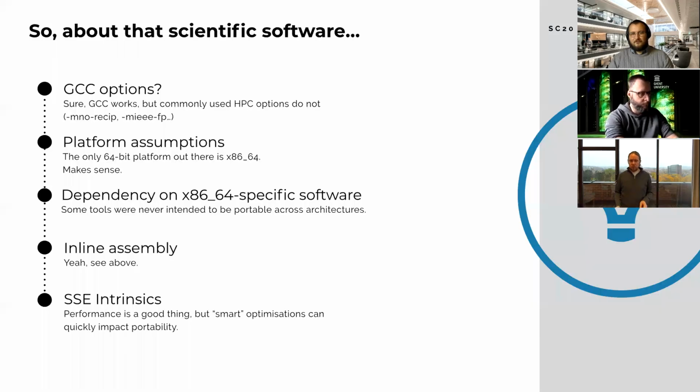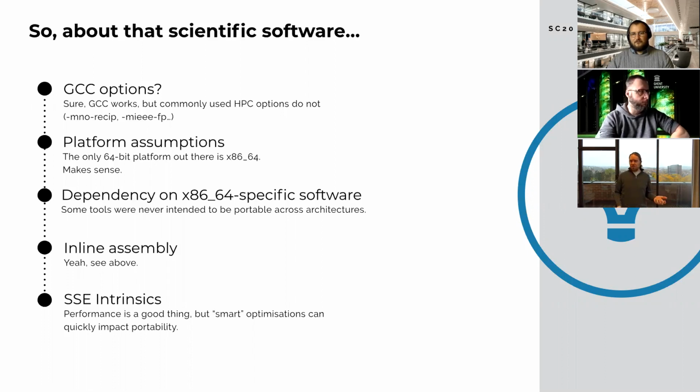Except a number of GCC options that are often used, like -mno-recip and -mieee-fp, simply don't exist for ARM. So what do? Well, EasyBuild takes care of that by seeing these options and going, no, I know you asked for that, but we're going to give you something that works on the platform you're on. And then we see platform tests, which happen more often than you'd think. One of the things we came across a fair bit was situations where somebody asked, is this a 64-bit platform? Unfortunately, the way they tested that was to see if the platform was x86-64, which works in a somewhat limited fashion.